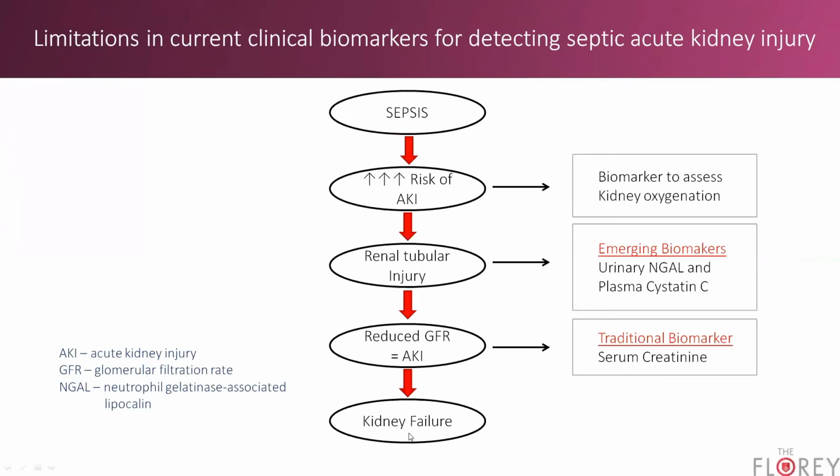A major limitation in the conventional biomarkers used to diagnose patients with acute kidney injury is that serum creatinine is a marker of kidney dysfunction, which occurs at a very late stage of kidney injury. Whereas emerging biomarkers such as urinary NGAL or plasma cystatin C are markers of renal tubular injury. It's very obvious that these are all diagnostic tests that are used to detect kidney injury that has already happened.